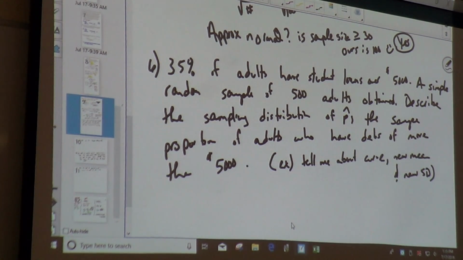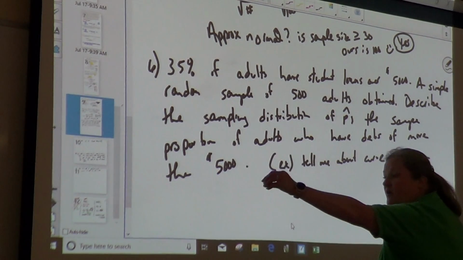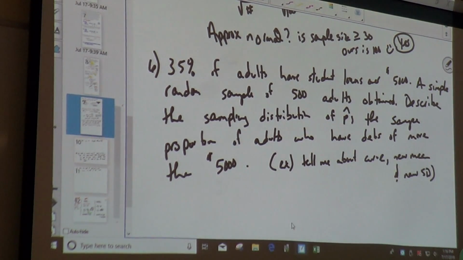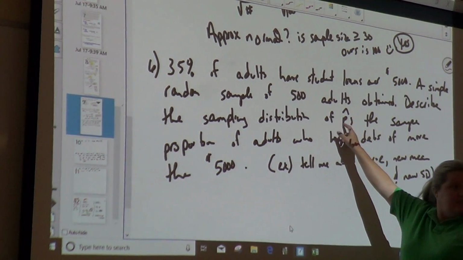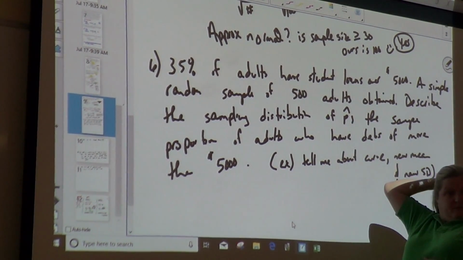35% of adults have student loans over $5,000. A simple random sample of 500 adults is obtained. Describe the sampling distribution of p-hat, the sample proportion of adults who have debts of more than $5,000. Tell me about the curve, the new mean, and the standard deviation. Is this the first type of problem, the middle type, or the last type? It has a P in it, so it's going to be the last type of problem.